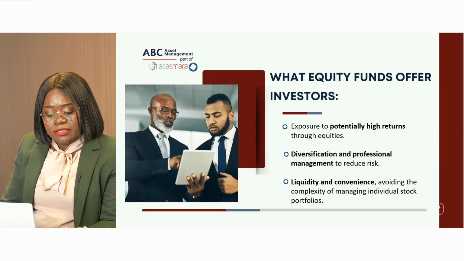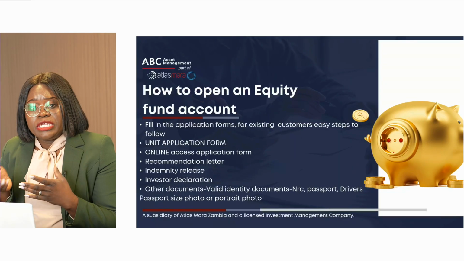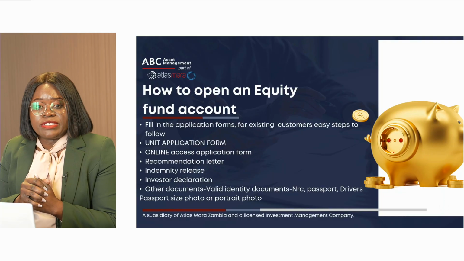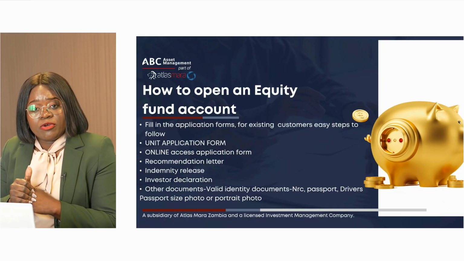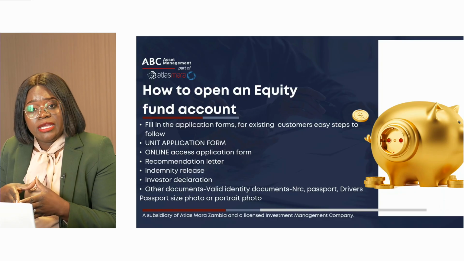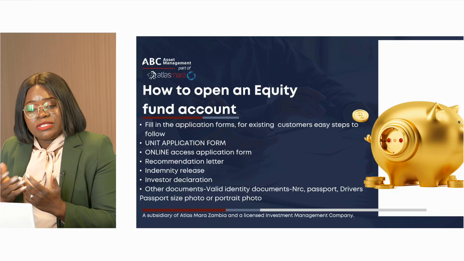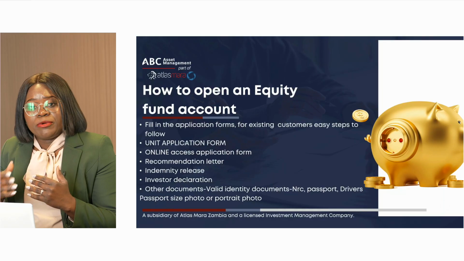So then, how can one open an equity fund account? All you need to do is fill in the application form. We have an application form which includes all the fund types. If you want to open an equity fund, you will need to fill in the part which says equity fund, indicate the initial amount that you are going to start with, and sign off, and have your recommendation signed off by an existing unit trust holder or a commissioner of oaths. Once the account is opened, you will need to make your initial deposit. Once your initial deposit is made, your account will be activated, and you will have access to the online platform where you are able to track your investments.